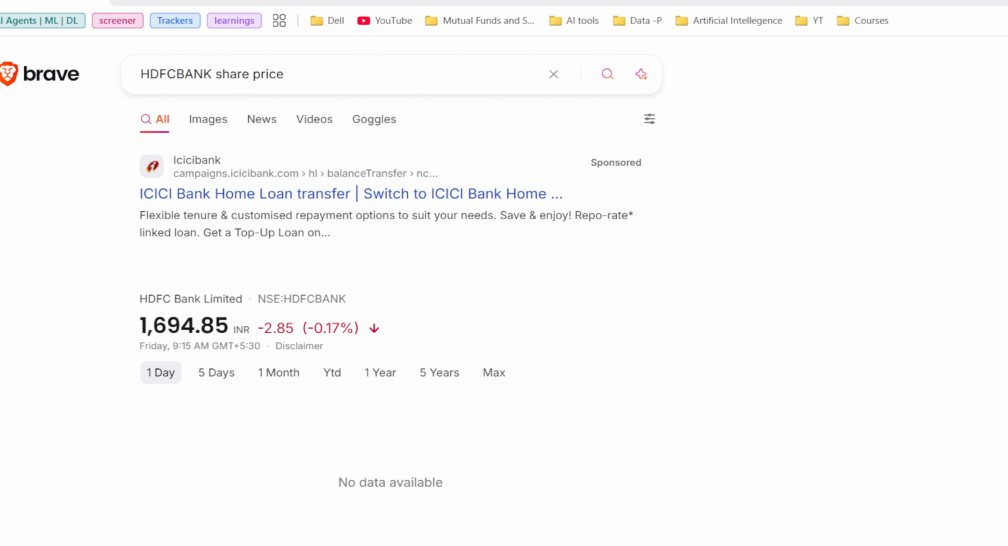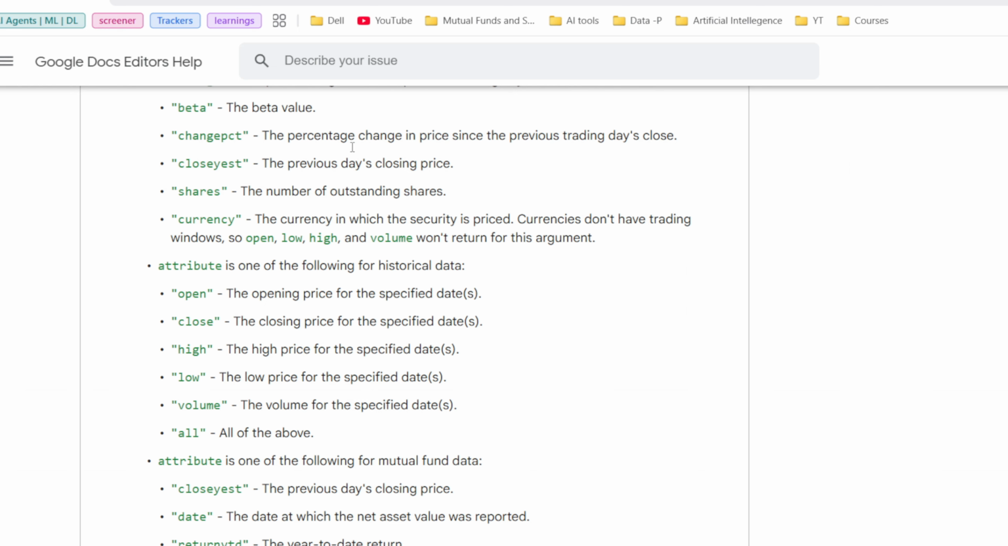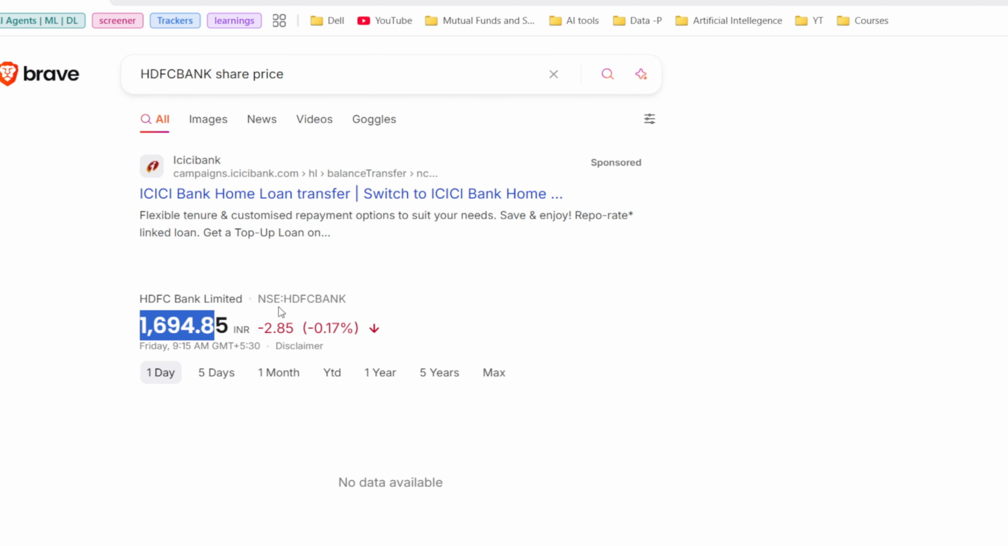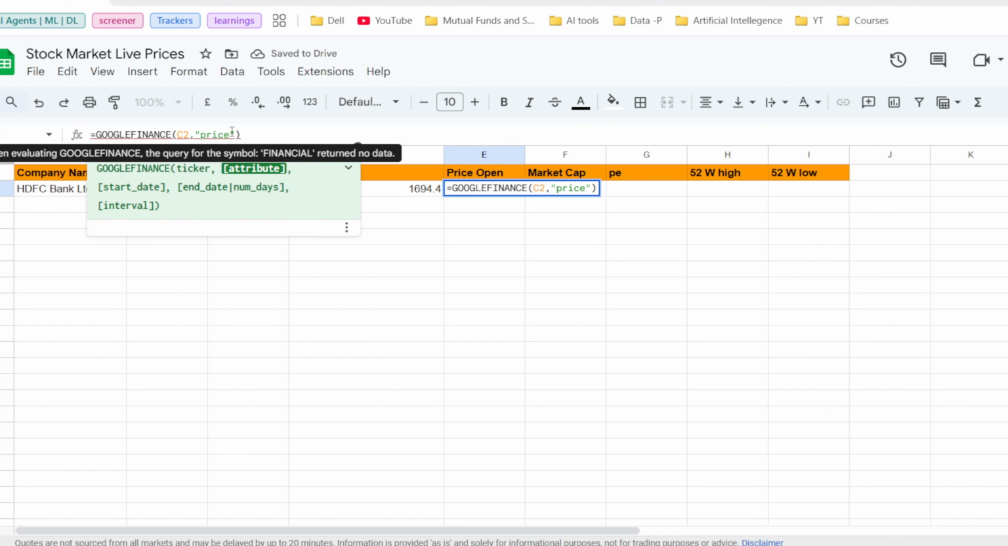So guys, you can observe here in Google we have got 1694, and here you can see we got the same, 1694.4, approximately. So you can see we got the current price of the stock into our Google Sheet, right? Now like this we have to do it for price open also. Same, just copy the function and paste it here. Here instead of price we have to give price open. That's it.